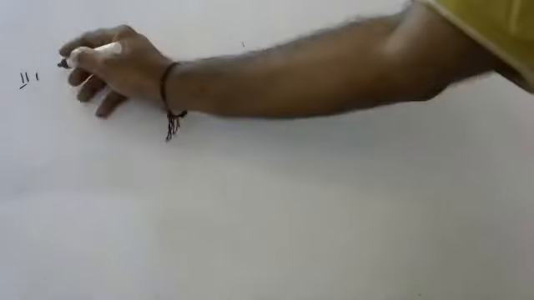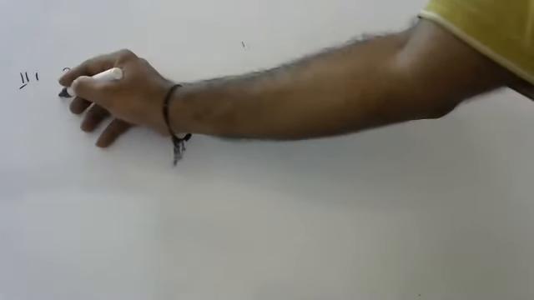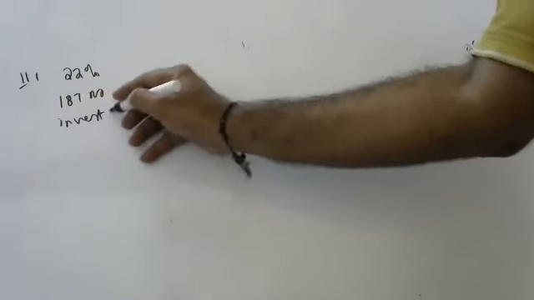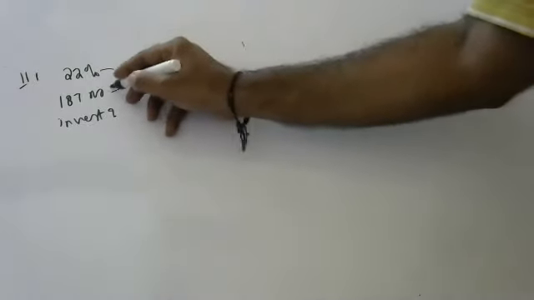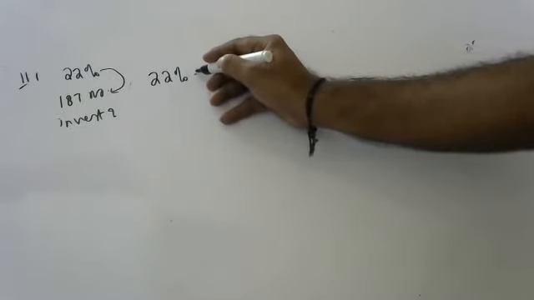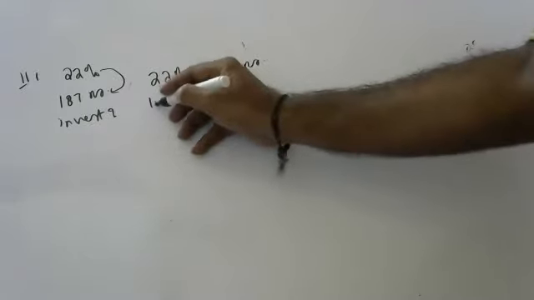Radha earns 22% of her investment. So Radha is getting 22% from her investment, and that earning is 187 rupees. So how much did she invest? 22% is 187 rupees, 100% is x.